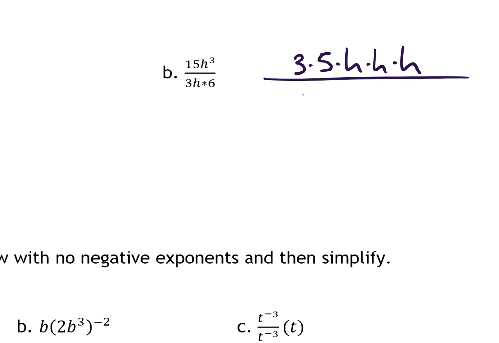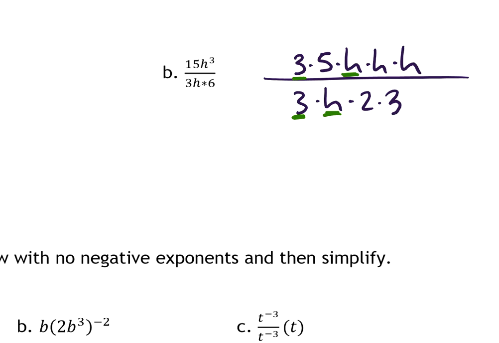And the denominator is 3 times h. And then I have also another factor of 2, and an additional factor of 3. Well, both of these have factors of 3, and they both have at least one factor of h.